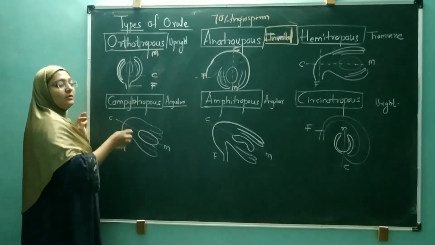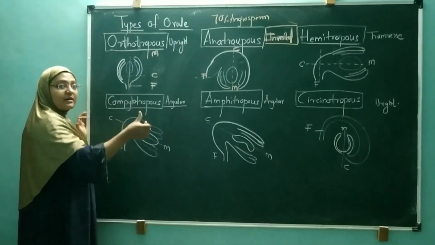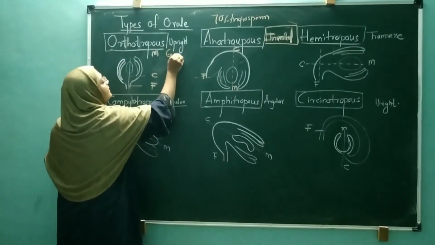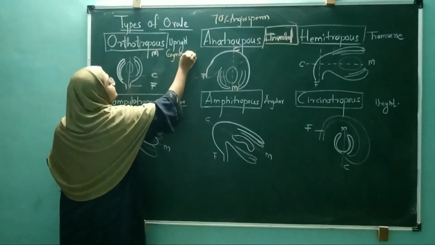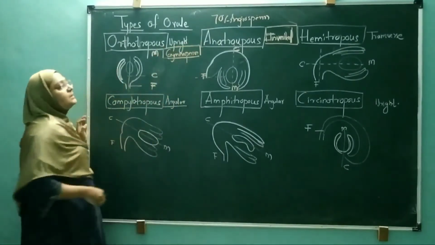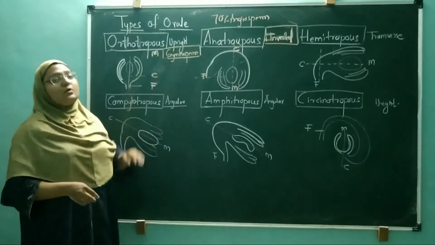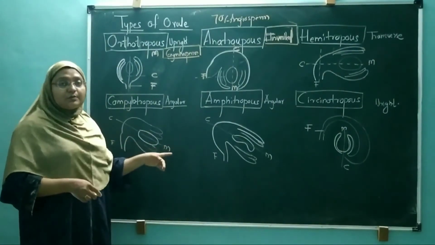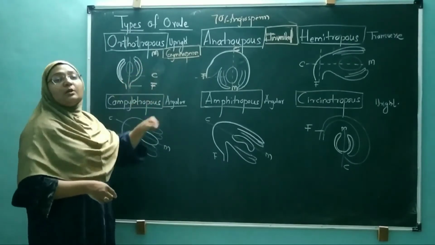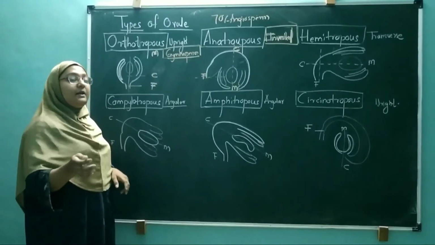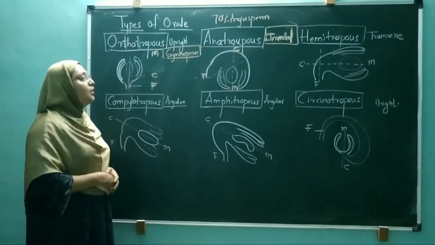And this kind of orthotropous ovule is called an upright kind of ovule, and it is present in gymnosperms. They are present in all the gymnosperms. In angiosperms, the anatropous ovules are present in about 70% of them. In all gymnosperms, the ovules are orthotropous. And remember, in gymnosperms, the ovules are naked. They are not enclosed inside the ovary.